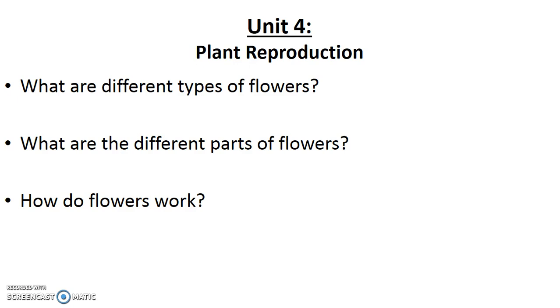it sexual or asexual. And once you understand how a flower works, then we're going to talk about how plants use their flowers to attract their pollinators. So we're going to start talking about different types of flowers, and then different parts of flowers, and then finally we'll finish up by talking about how different flowers work.